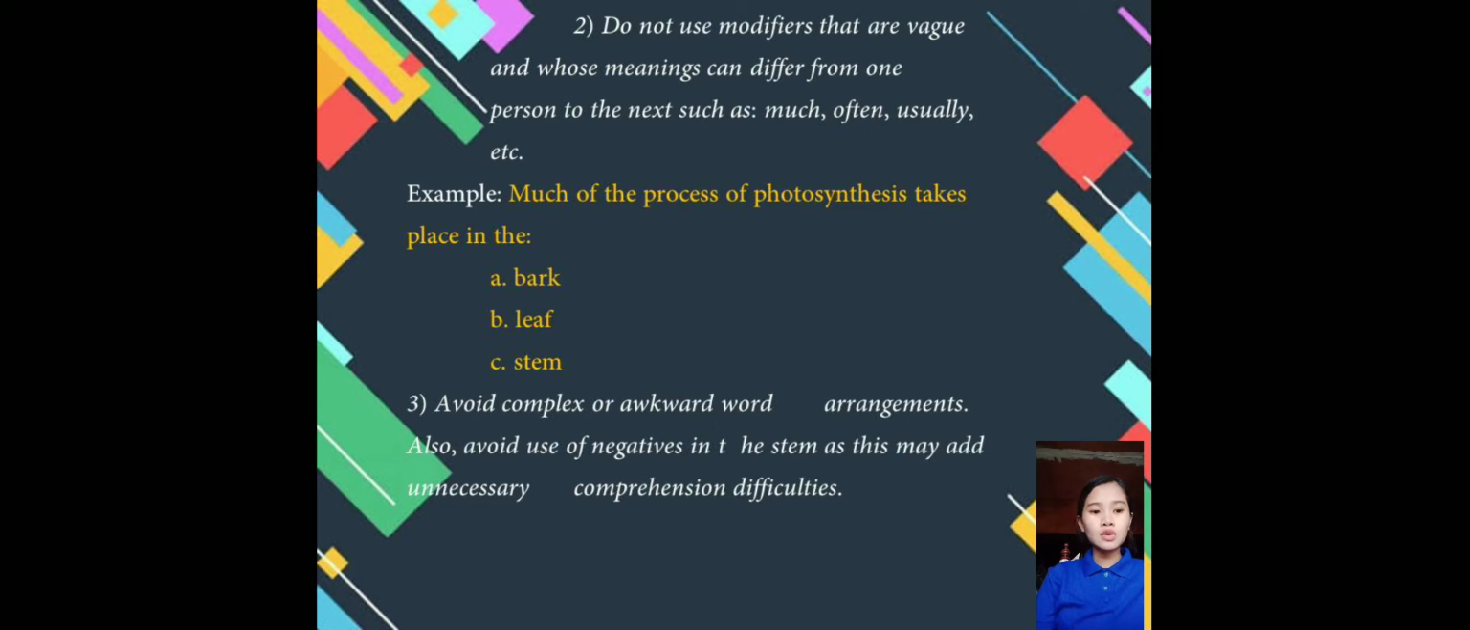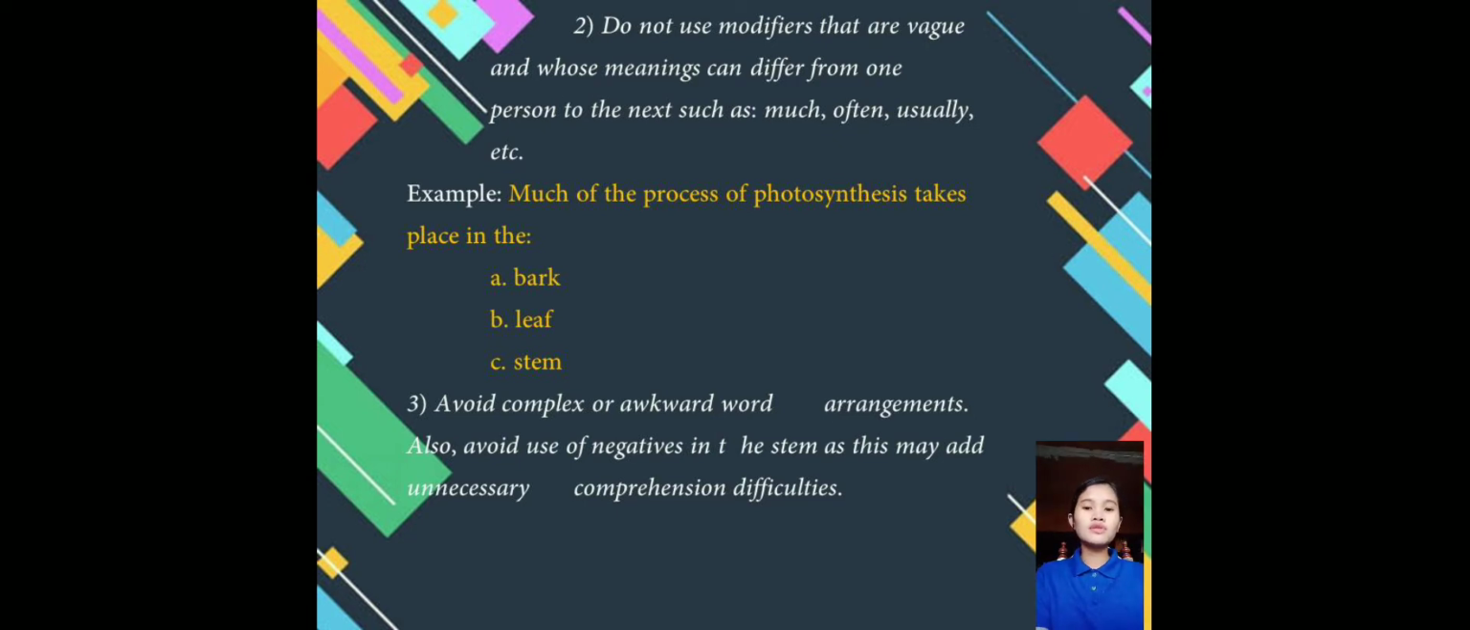Second guideline is do not use modifiers that are vague and whose meanings can differ from one person to the next, such as much, often, usually, etc. Example: much of the process of photosynthesis takes place in the A. bark, B. leaf, C. stem. So instead of using those modifiers, it's better to use wordings that are familiar to the students because some students might not know the usage of other terms for those qualifiers.